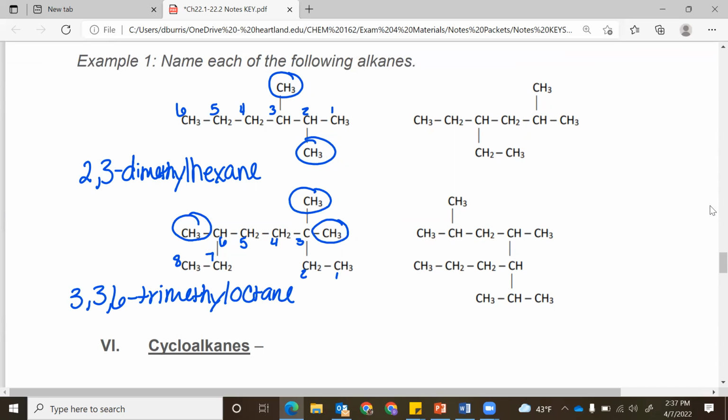Okay, I want you guys to try these two. You can do it. I have faith. Remember, your groups go in alphabetical order. Try to find your longest chain.